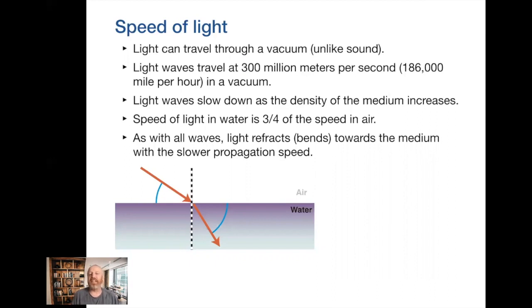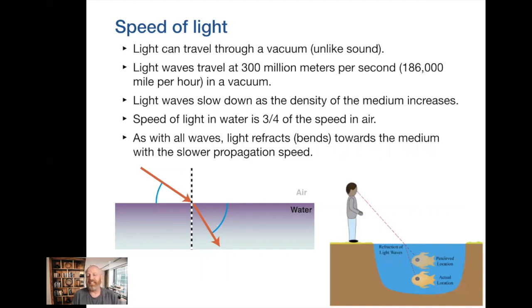Now, it's constant in a vacuum, but it decreases in speed when it gets into any other medium. So it slows down when it gets into the air of the atmosphere. It slows down even more when it gets into water. The speed of light in water is 3/4 of the speed of light in air, which is slightly slower than the speed of light in a vacuum. We'll see later in the course that all waves will refract, or bend, towards the medium that has slower propagation speed. So going from air to water, the speed of light will slow down, which means that if we think about it in terms of rays, a light ray in air will become more vertical when it goes into water.